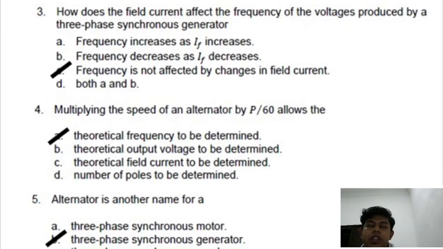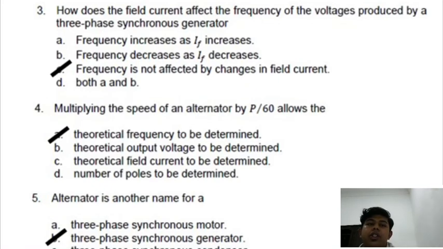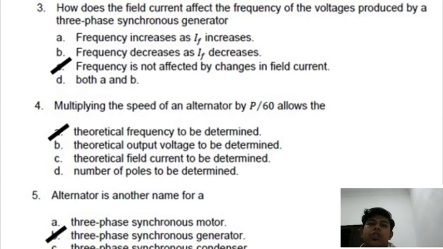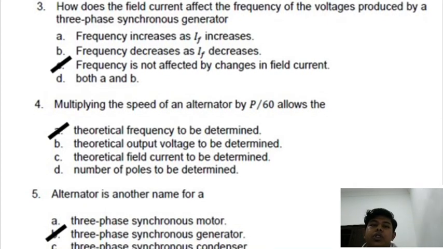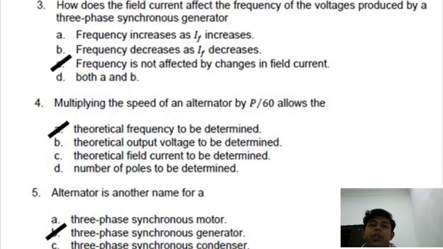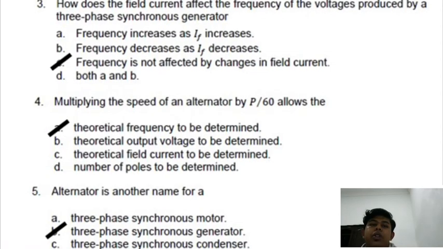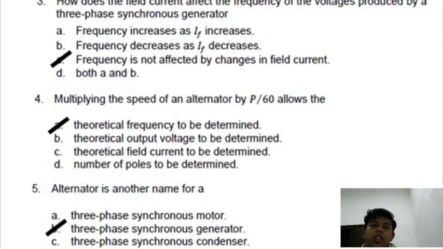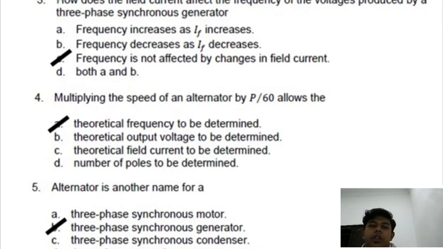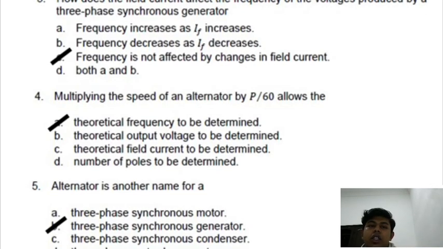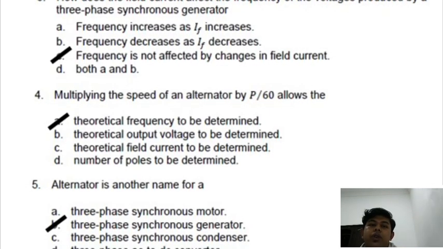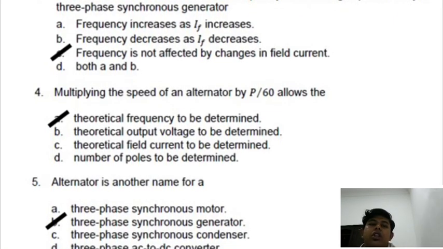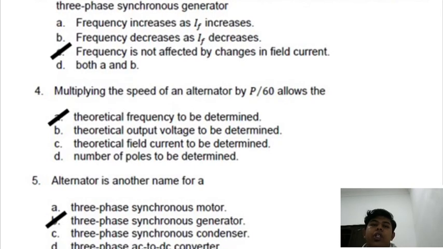Okay, number 4, for the fourth question. The question is, multiplying the speed of an alternator by P over 60 allows the A. Theoretical frequency to be determined. B. Theoretical output voltage to be determined. C. Theoretical field current to be determined. Or D. Number of poles to be determined. So, the answer is A. Theoretical frequency to be determined. Multiplying the speed of an alternator by P over 60 allows the theoretical frequency to be determined.